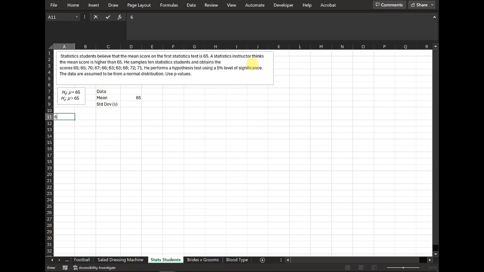So the first thing I'm going to have to do then is write out this data for myself. So I can go ahead and just transcribe this list. And in this case, I don't have to do anything slick because it's just a really small list. Of course, the next thing I want to do is double check that I wrote everything down right. So let's see. 65, 65, 70, 67, 66, 63, 68, 72, 71. Yep, I feel good about that.